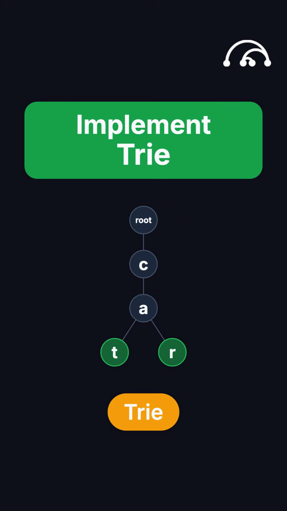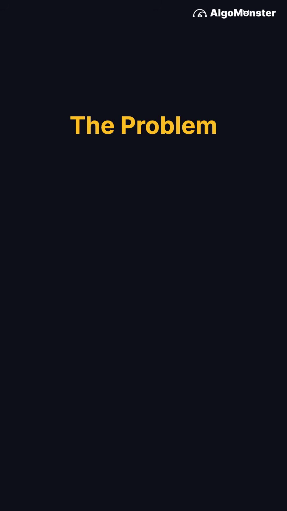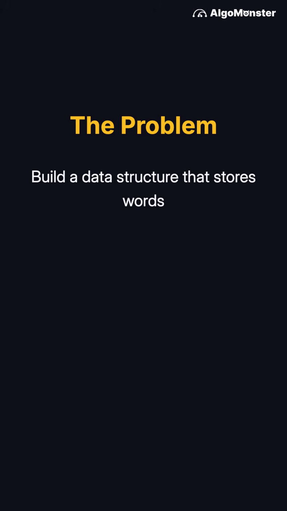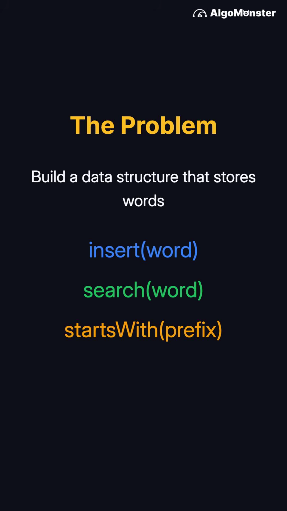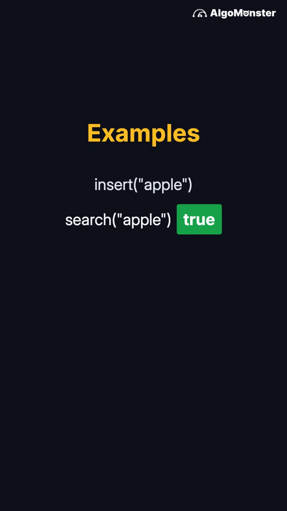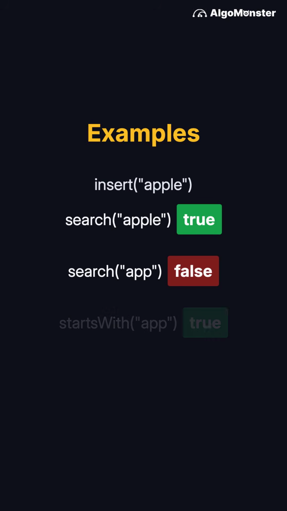Let's tackle LeetCode 208, implement Trie, also called a prefix tree. You need to build a data structure that stores words and supports 3 operations. Insert a word, search for an exact word, and check if any word starts with a given prefix. If you insert apple, then search apple returns true. Search app returns false because app was never inserted, but starts with app returns true because apple begins with app.